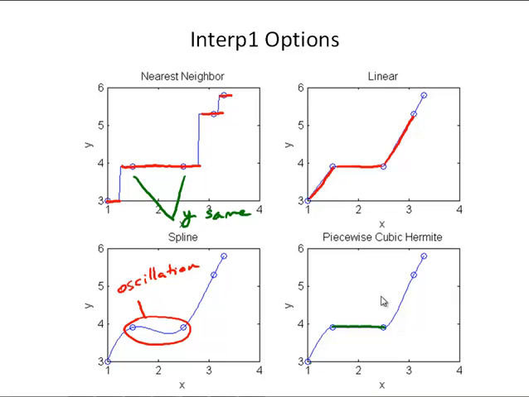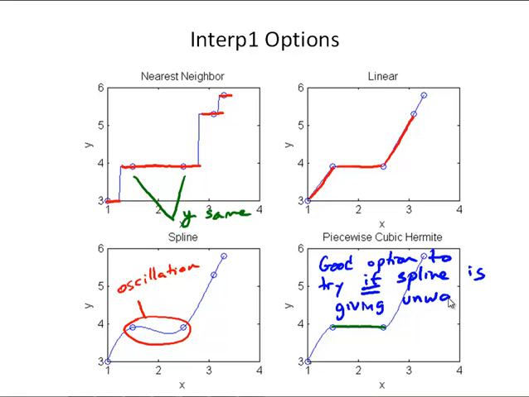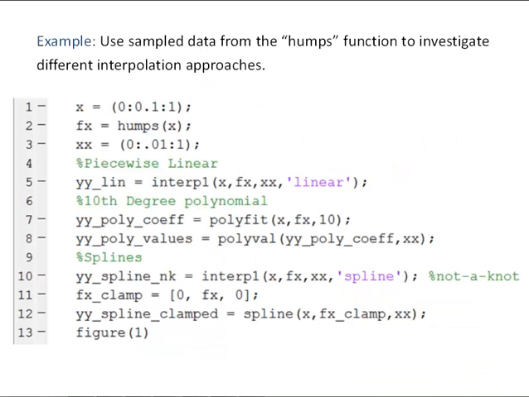The cubics that the piecewise cubic Hermite interpolation uses are slightly different from the spline cubics. And basically this is a good option to try if spline is giving you unwanted oscillations. Remember, the spline approach reduces oscillations, but it doesn't fully eliminate them depending on what the data is doing, because we are still using a cubic.